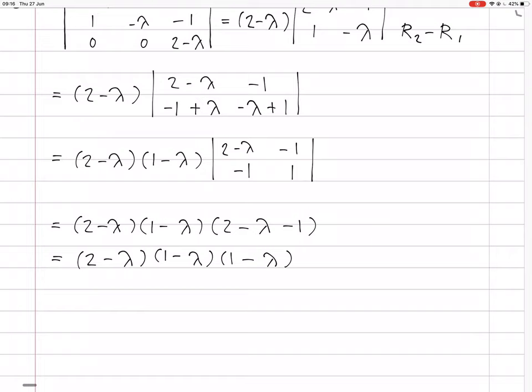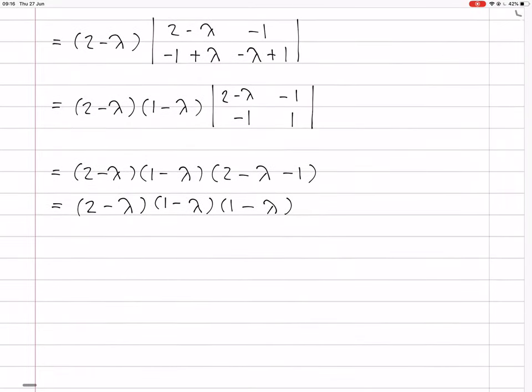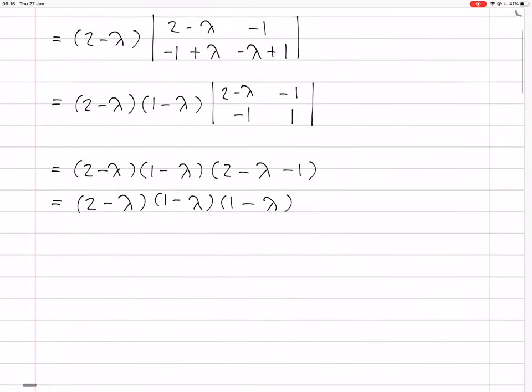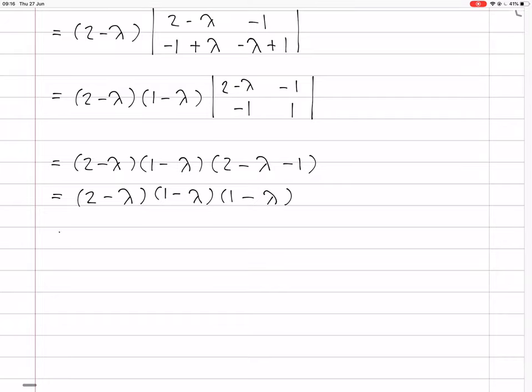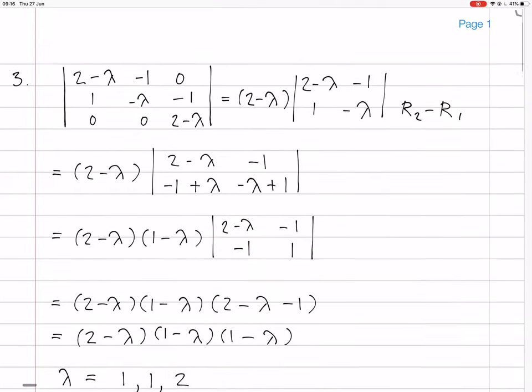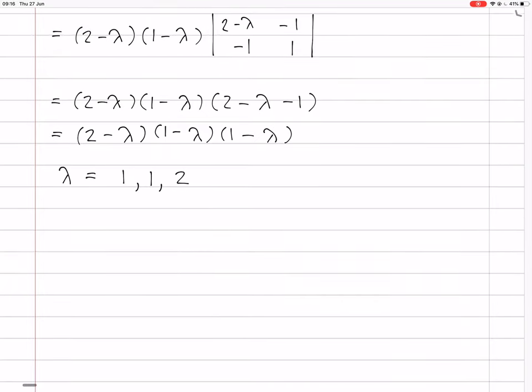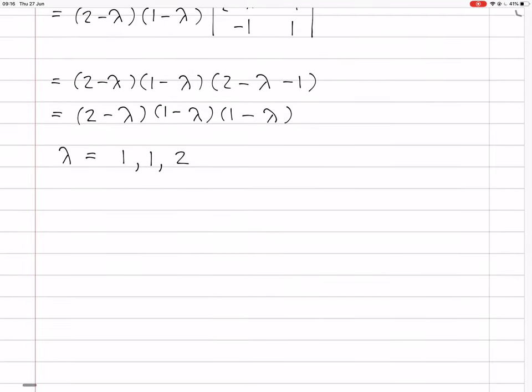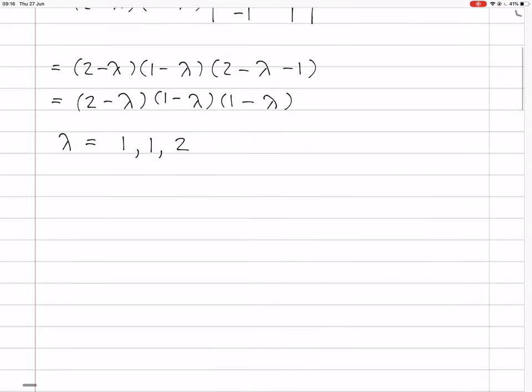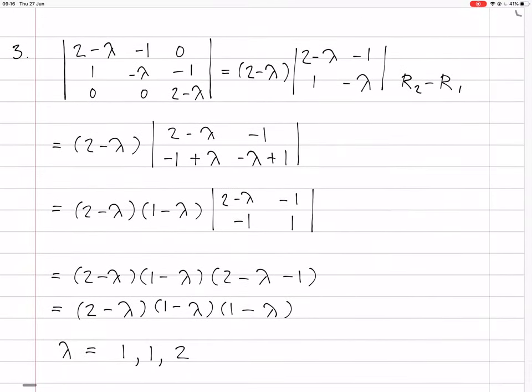Okay. So that means that the eigenvalues are... In fact, I'd prefer to write them in disorder. Are 1, 1, and 2. So we need to check that the eigenspace for the eigenvalue 1 has dimension 2. So we need to look at now the eigenvectors for the eigenvalue 1.